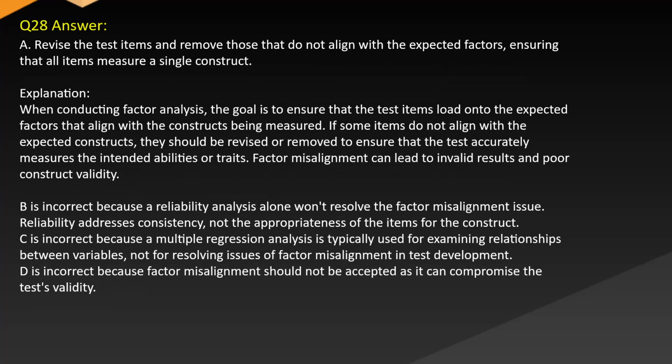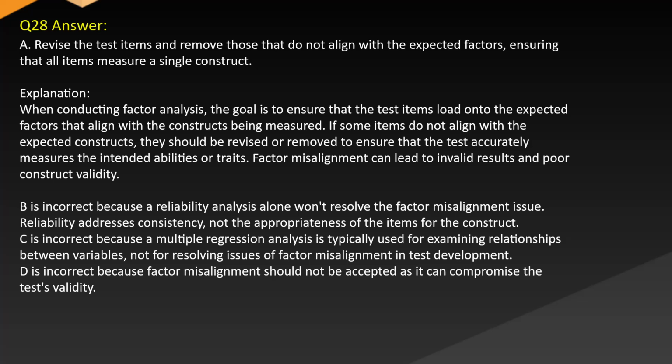Answer A. Revise the test items and remove those that do not align with the expected factors, ensuring that all items measure a single construct. Explanation. When conducting factor analysis, the goal is to ensure that the test items load onto the expected factors that align with the constructs being measured. If some items do not align with the expected constructs, they should be revised or removed to ensure that the test accurately measures the intended abilities or traits. Factor misalignment can lead to invalid results and poor construct validity.